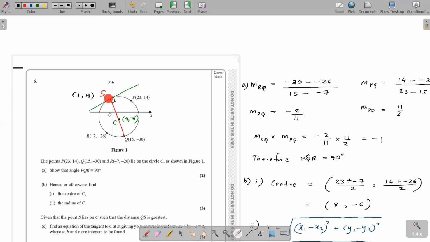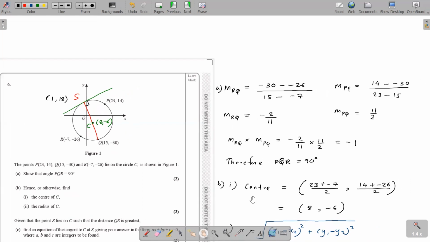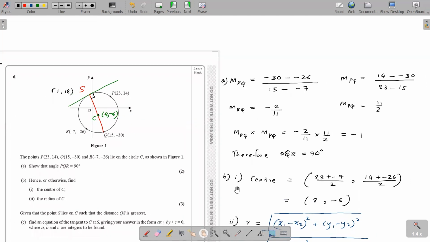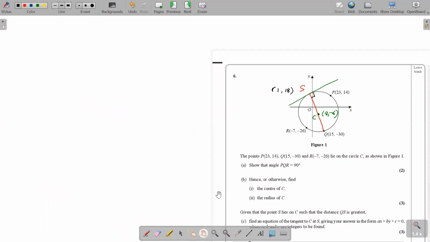We can get the gradient of the radius and use the gradient product. Actually, we don't need to get the radius. I mean, the QS gradient is already found, isn't it? Do I need to specifically find the CS gradient again? No, because we already found the gradient. We found previously the RQ gradient and the PQ gradient. No, we did not find SQ. So I will have to find the SC gradient, the gradient of the radius.